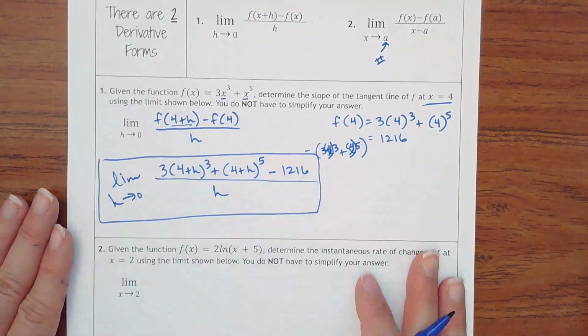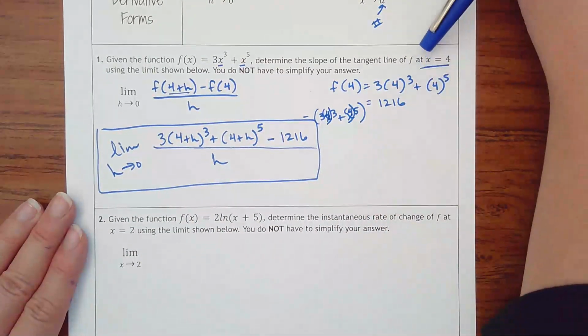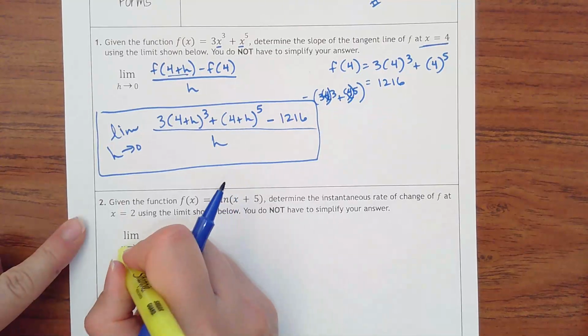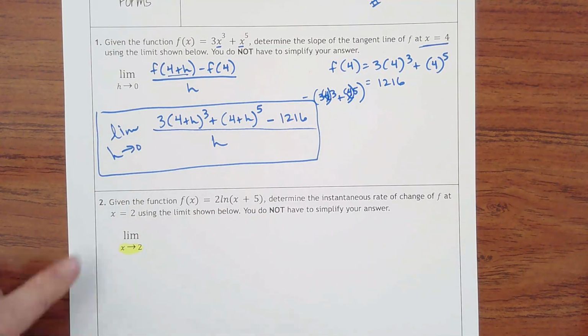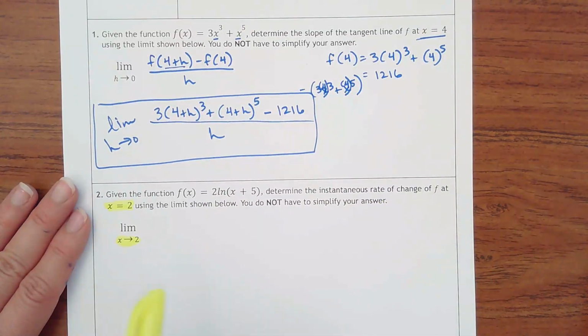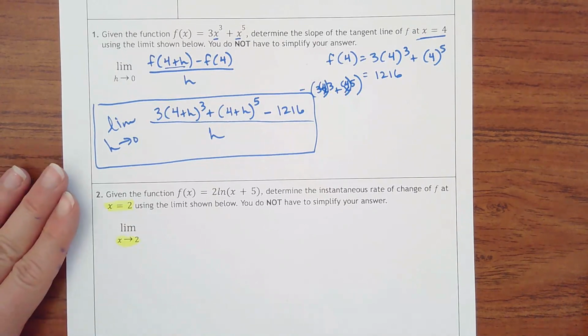Let's look at the second one that uses the other form. See right here that it already shows me it's not as h goes to 0, it's as x goes to 2, which is also right here saying, here's my function, find the instantaneous rate of change, which means slope, at x equals 2, and don't simplify.